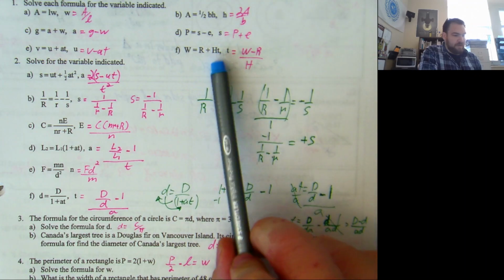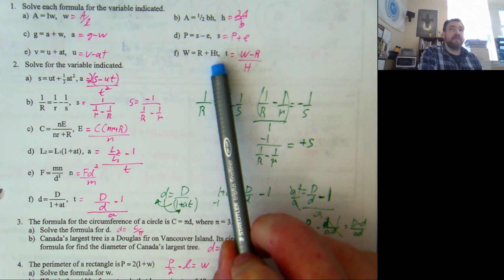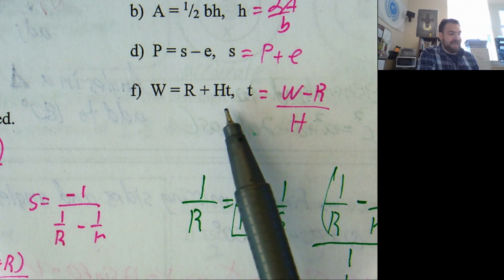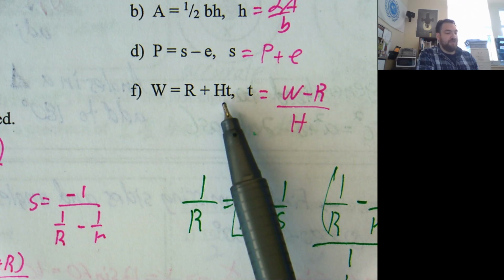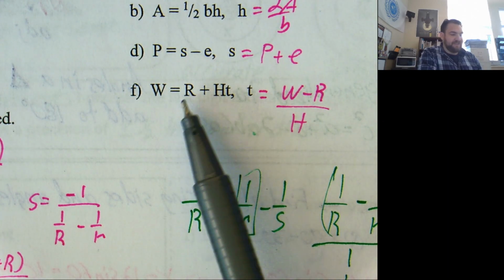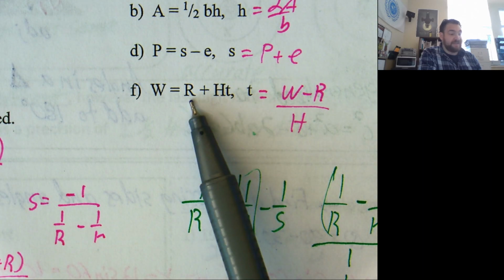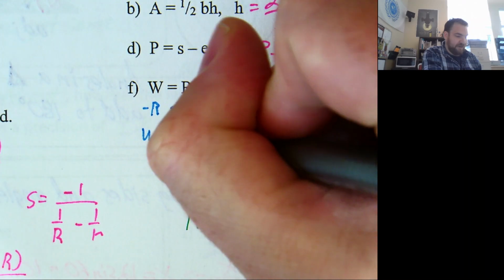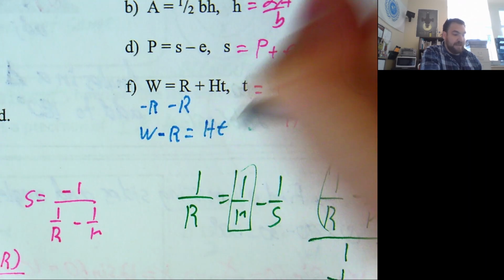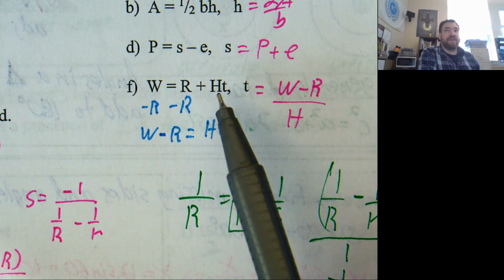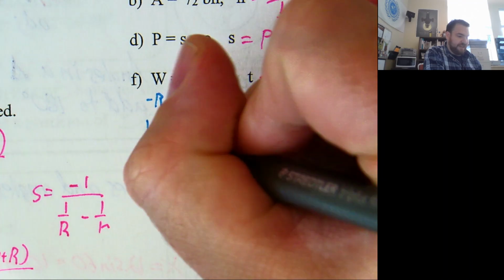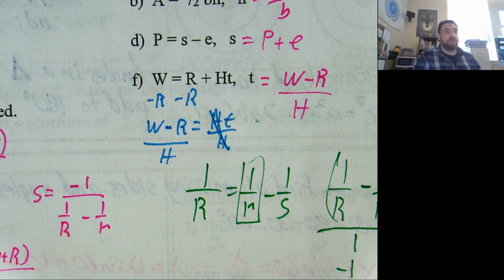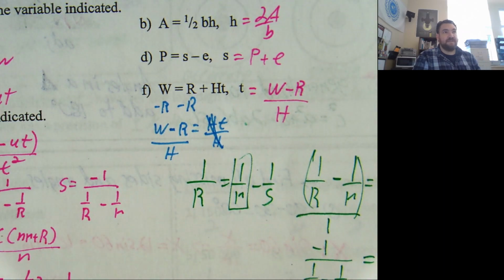1F. Okay. So if I'm solving this for t, I want to make sure that I get rid of any terms that are separate from the t. This is positive and it's being added to the ht, so I'm subtracting this over. I'm going to take away the r, take away the r, and get w minus r equals ht. Now, because I'm multiplying the h and the t, I want to isolate for t, so I'm just going to divide this whole side by h. So t equals w minus r over h. Does that kind of make sense?